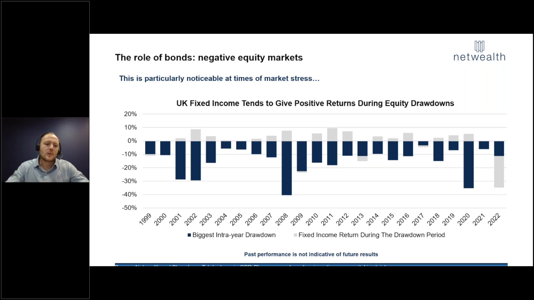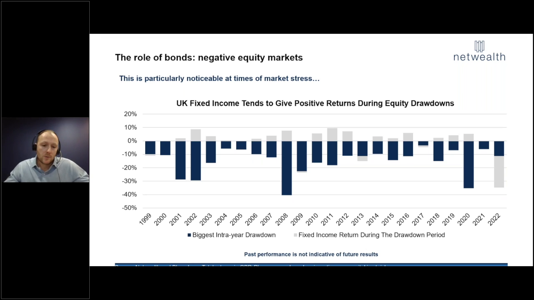But if you look at the wider period, we can see that fixed income tends to give positive returns when equities are doing badly. So what we show here in the navy blue is the biggest intra-year drawdown. So within a calendar year, what was the biggest loss you had experienced on equities? And then we show in the grey bar in the same year how fixed income or bonds performed during that period. So 2008 gives you the starkest difference there. Equities was down about 40%, and during that same period, the fixed income side of things was up nearly 10%.